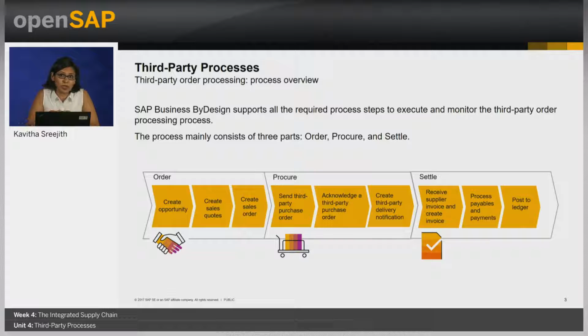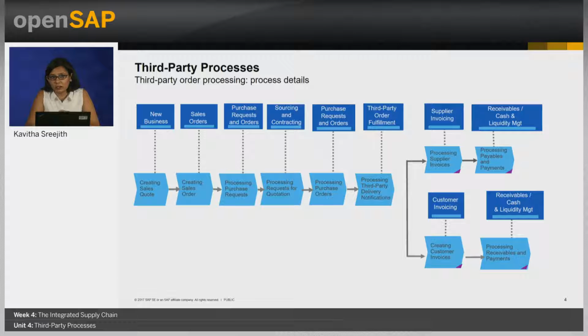Another point to note, and you should also see this in the system, is that even though the physical shipment happens only from the vendor or the supplier to the customer, still inbound and outbound documents would also be created in the company's Business ByDesign system to maintain transparency in the material and the financial postings. Now let's take a look at the specific process steps before we start with the demo.